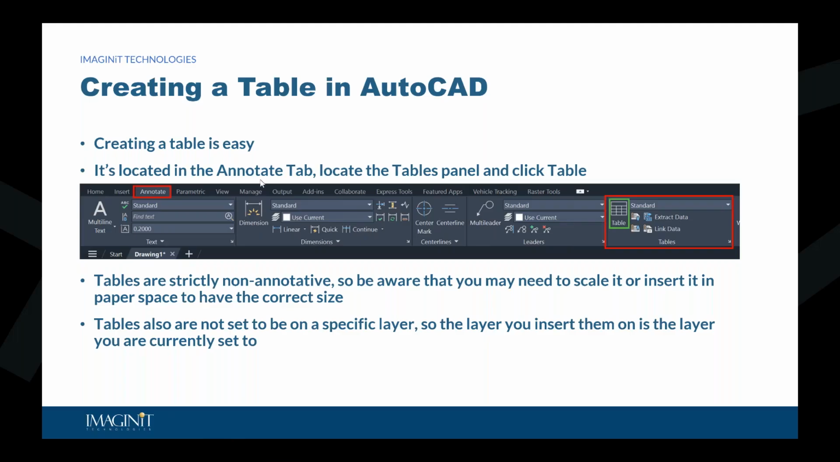So creating a table is easy. It's located in the Annotate tab. Locate the Panels tab, click Table. Tables are strictly non-annotative, so be aware that you may need to scale it or insert it in paper space to have it be the correct size you want. Again, these are not annotative and we can't make them annotative. I also want to make sure you know that tables are not set to be on a specific layer, so the layer you have current when you insert them is the layer they're going to be on.